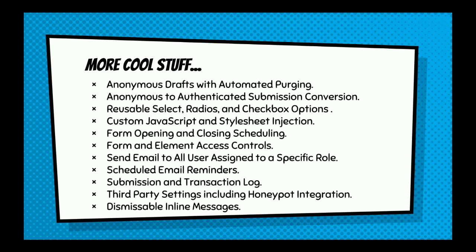Select boxes and radios, the options are now reusable. There's a dedicated API to get your Likert options, your states, your countries, and the module ships with examples of all those, but you can set up your own options. Built in, you can do custom JavaScript and style sheet injection directly into your form. It just makes it a little more flexible because I've run into with forms, you need little nuances changed, like you need to adjust the margin of something.